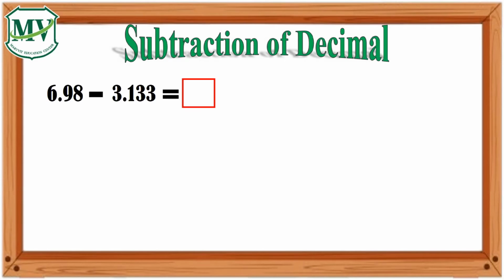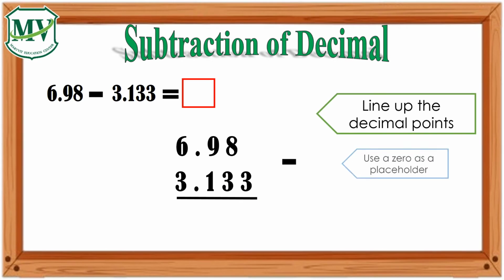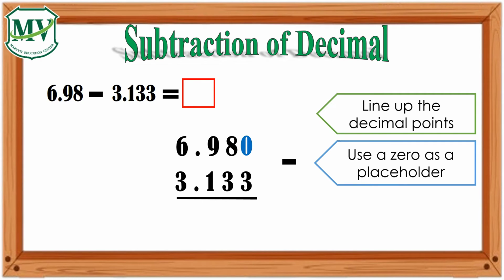Let's practice. 6 and 98 hundredths minus 3 and 133 thousandths equals blank. What do we do first? That's right. Line up the decimal points. Then use 0 as a placeholder to complete the column. Lastly, subtract the given numbers.